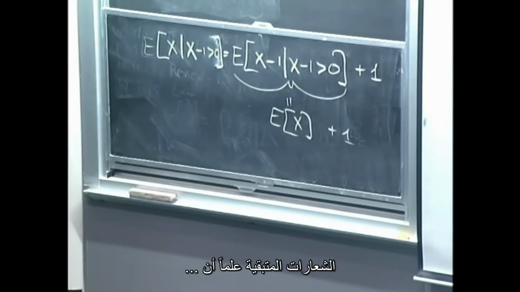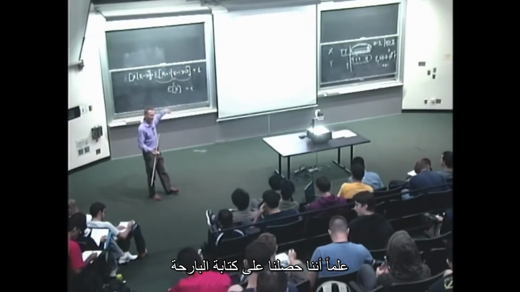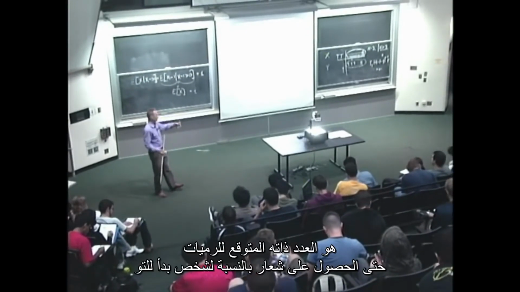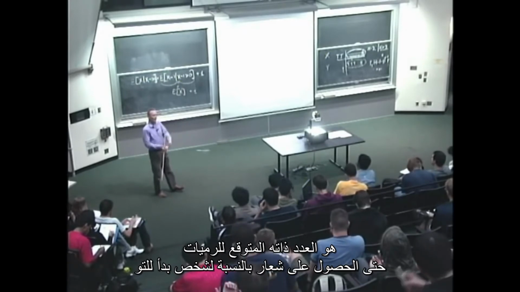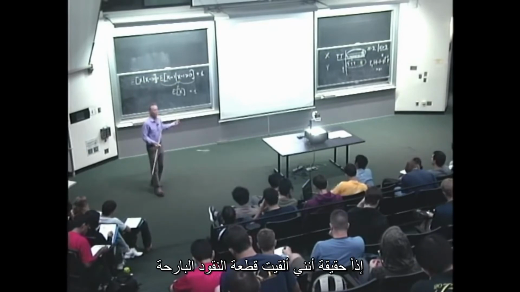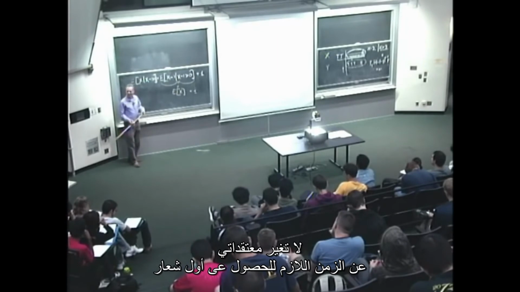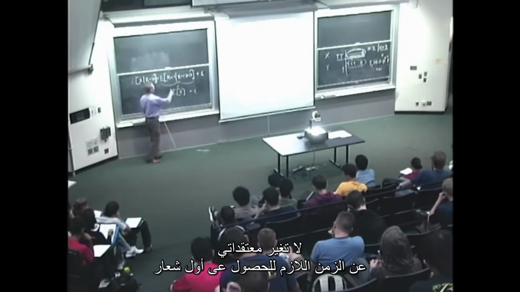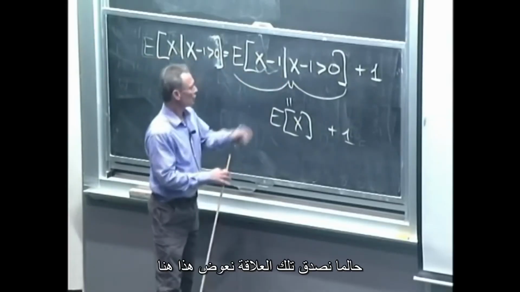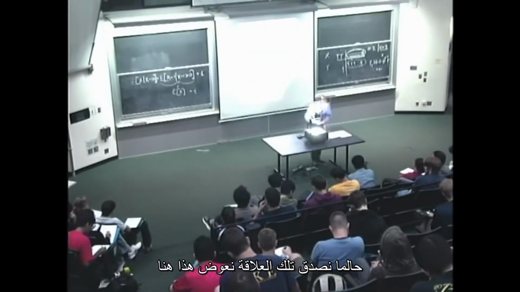The expected number of remaining coin flips until a head, given that I had a tail yesterday, is the same as the expected number of flips until heads for a person who is just starting now and wasn't doing anything yesterday. So the fact that I had a coin flip yesterday doesn't change my beliefs about how long it's going to take me until the first head. Once we believe that relation, this red term becomes expected value of x plus 1.